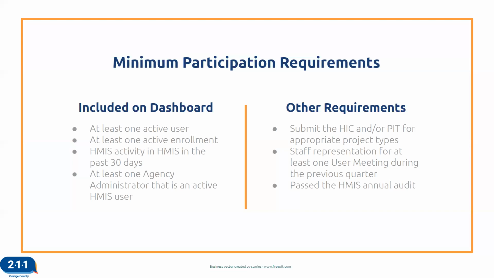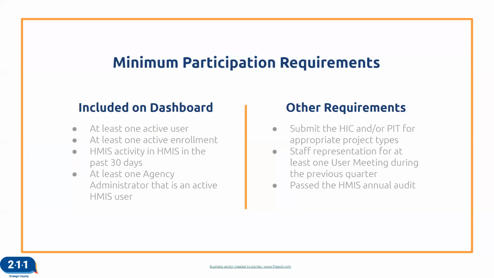Moving forward, 211OC will be conducting a review of each agency on a quarterly basis to make sure they are in compliance with these requirements. In terms of HMIS activity, the first thing is each agency has to have at least one active user. Each agency also has to have at least one active enrollment, as well as activity in HMIS in the past 30 days. This can be a variety of things. It could be entering or updating enrollments, or exits, or services, or assessments, or files.